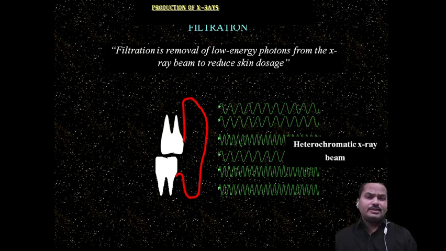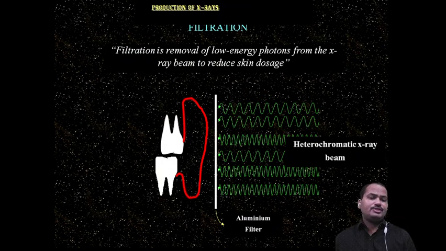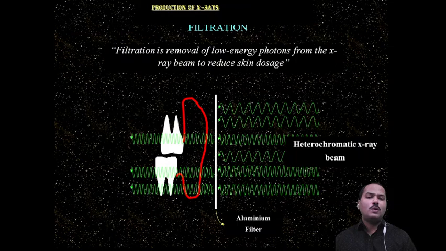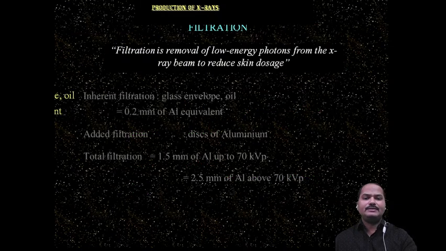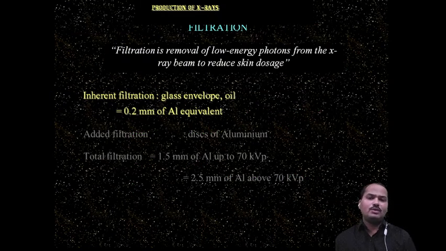Now, to filter the low energy photons from the X-ray beam to reduce the dosage to the skin, we have to place a filter which is usually placed at the exit portal of the X-ray tube head. This filter is usually made up of aluminium and it will absorb the long wavelength rays and only allow the short wavelength, high frequency rays to pass through it.